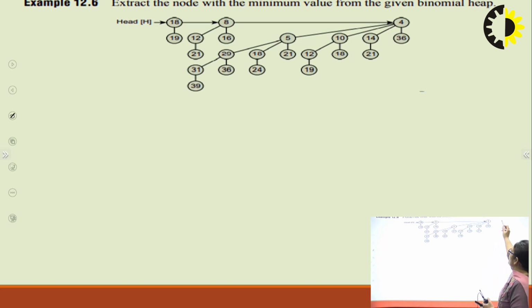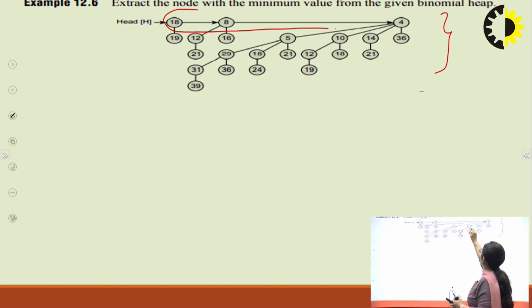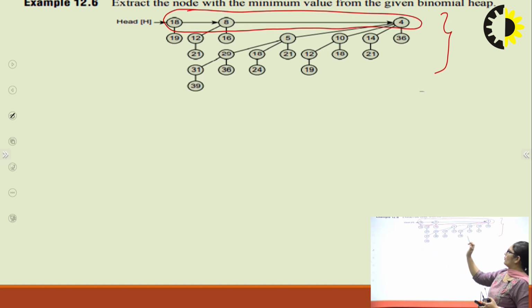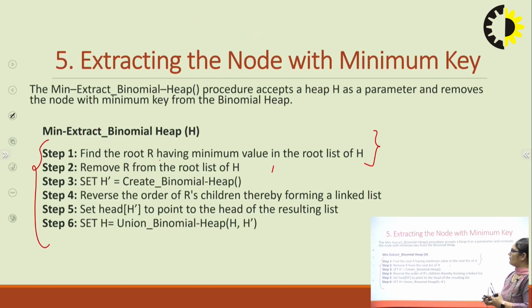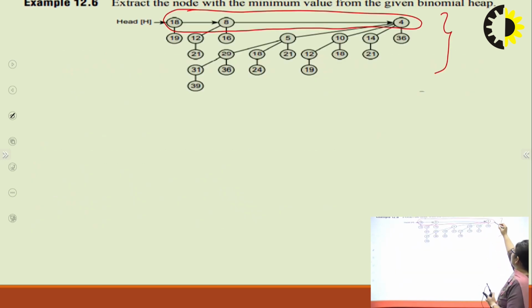like this. Suppose we are given a binomial heap and in the root list of this particular binomial heap we have 18, 8 and the value 4. This is the root list of this binomial heap, and in this root list the minimum value is 4. So first we have to find the minimum value in the root list of H. After finding it, we have to remove r from the root list of H. So here we have to remove the value 4.